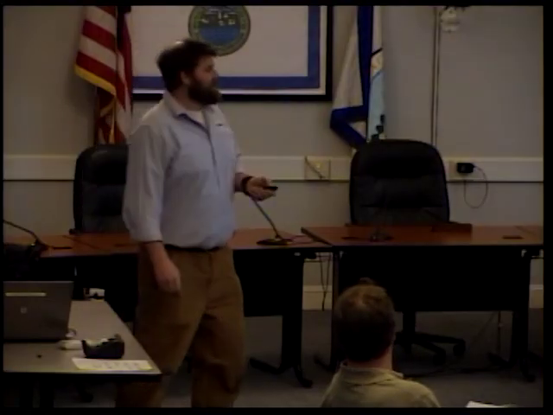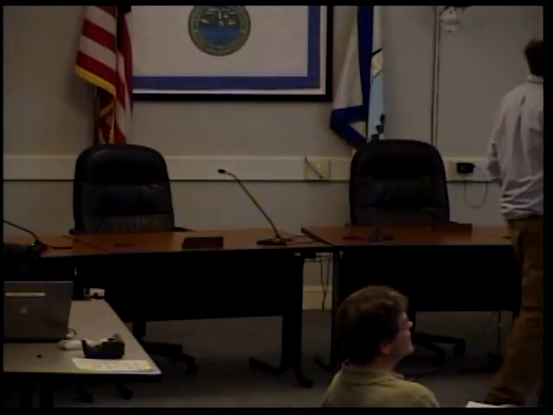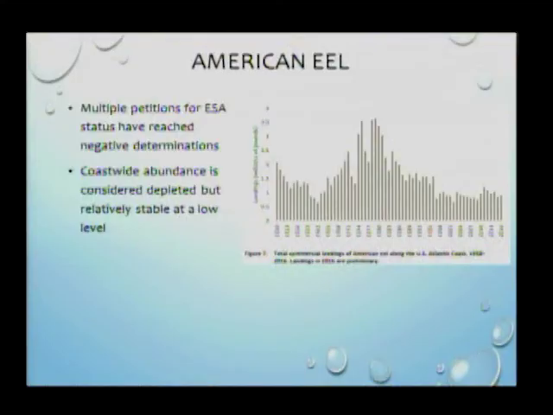Yeah. So American eel, yet again we have kind of a story that's not super optimistic. You can see this is commercial landings along the U.S. coast from 1950 on, and we had a peak in the 70s, and it's been a downward slide since then. In almost all states, you can harvest yellow eels, or sub-adult eels that are in fresh water, anywhere from 6 to 18 inches long. It's a popular striper bait. Coast-wide abundance is considered depleted but relatively stable at a low level.